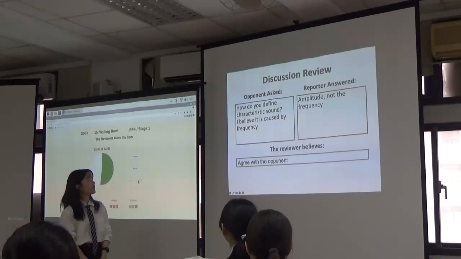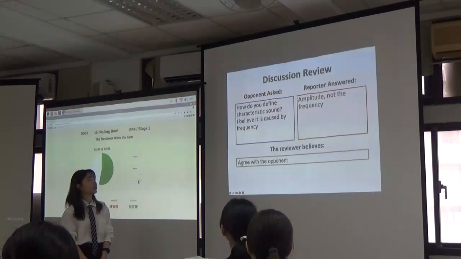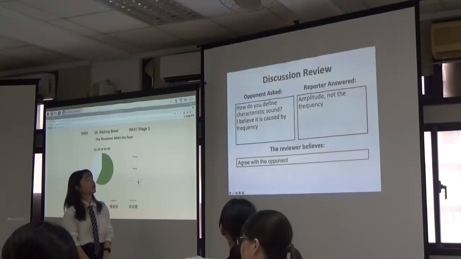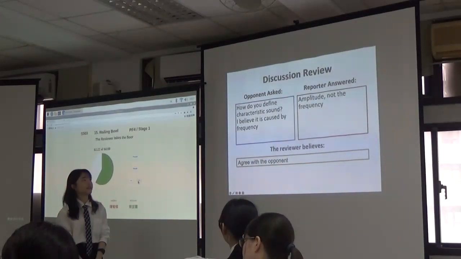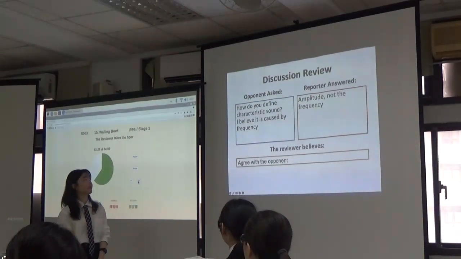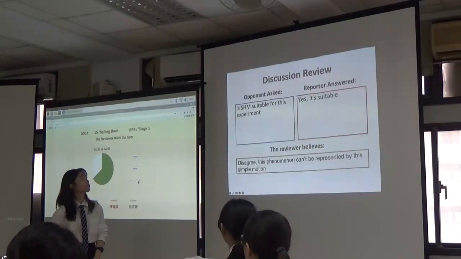And the opponent asked, how do you define characteristic sound? The reviewer believes that this is a very good question, because the characteristic sound can be defined in multiple ways. The reporter answered that the amplitude is what causes the characteristic sound, but not the frequency. But the reviewers don't agree with that. We believe the opponent, that the characteristic sound is not mainly about the amplitude, but the frequency.